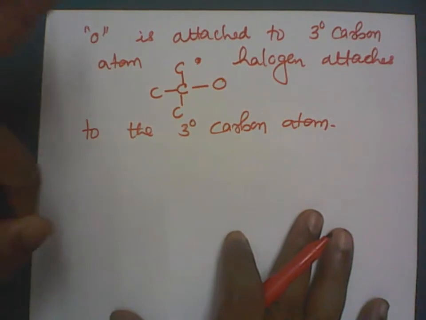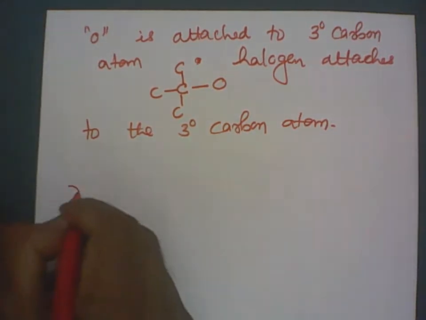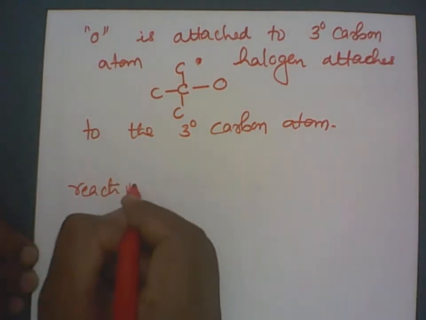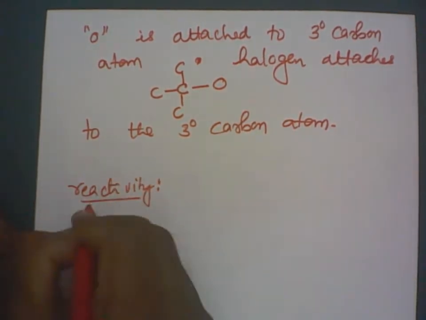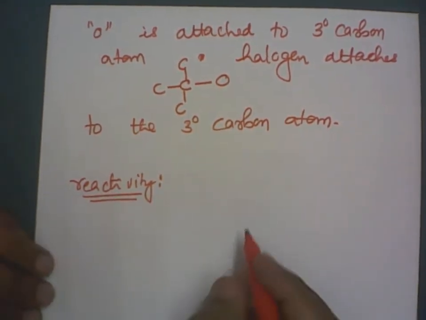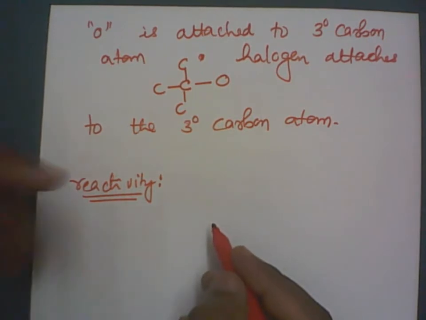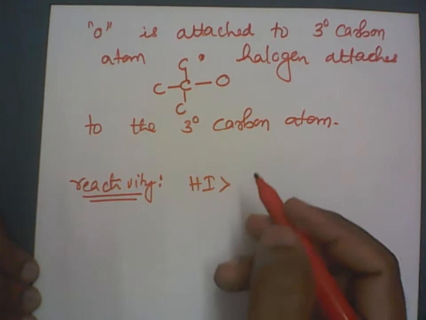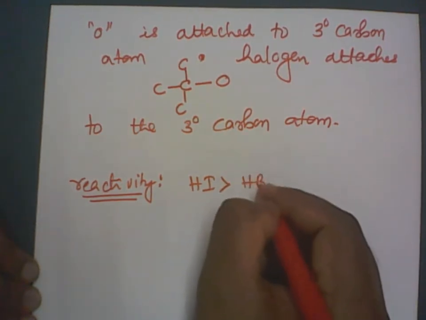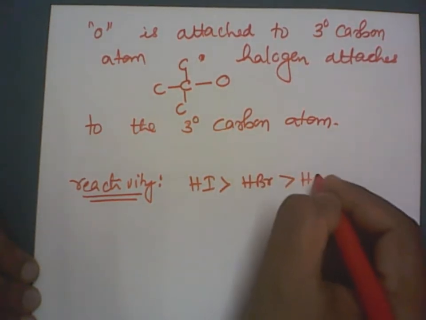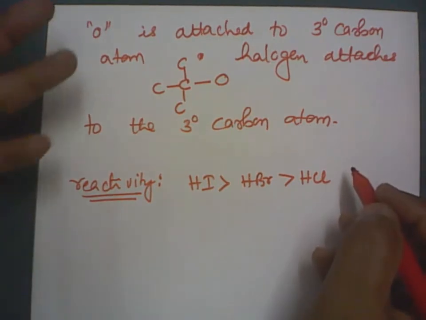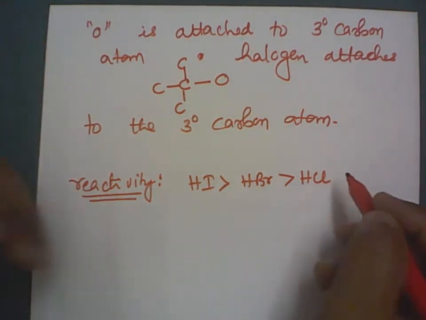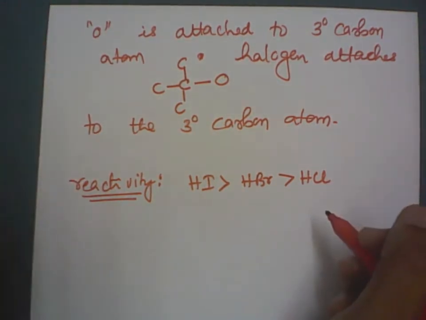There can be fill in the blanks questions asked. And before that, let us see the reactivity of hydrogen halides towards this kind of reaction. We have got HI, HBr, HCl. HI is more reactive than HBr, than hydrogen chloride. And generally we don't write hydrogen fluoride because fluorine is strongly bonded to the hydrogen atom.